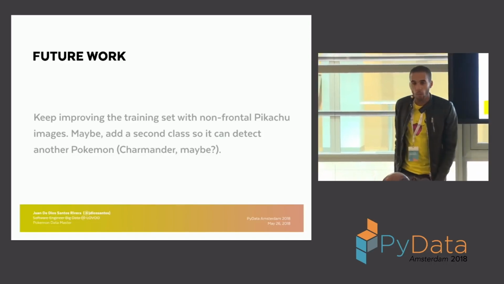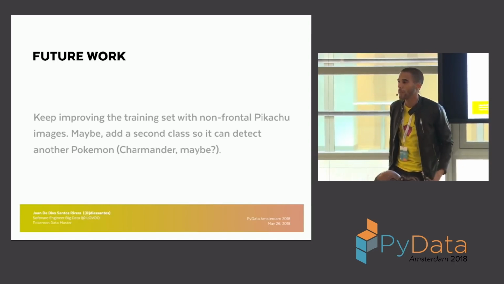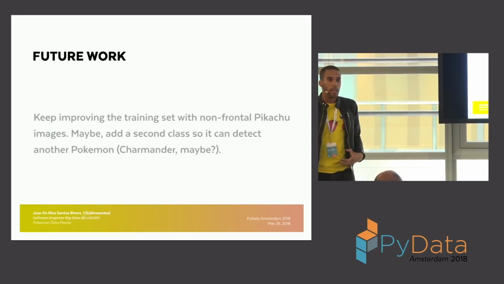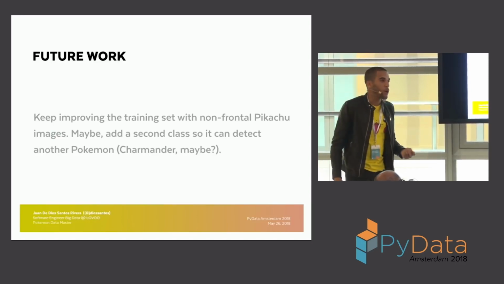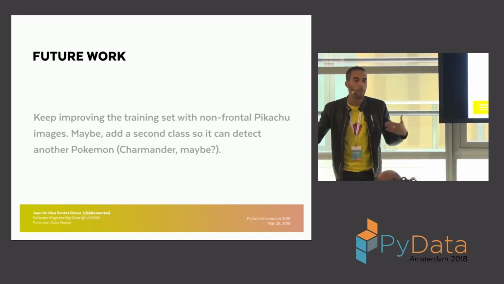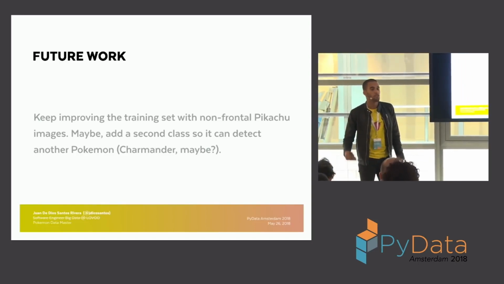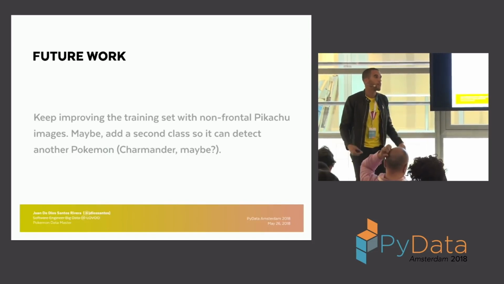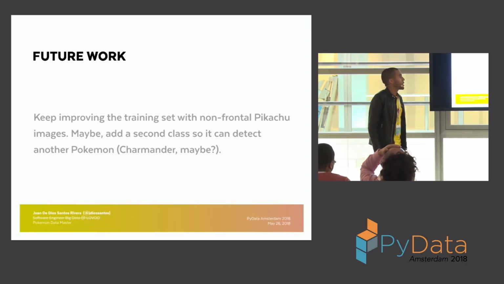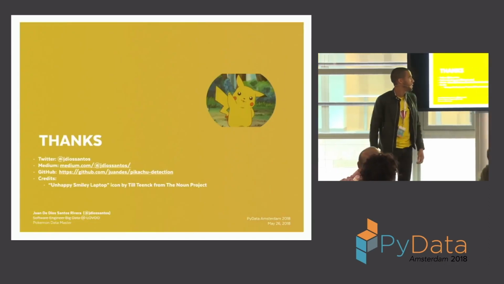So for the future, I would like to keep improving my training set, maybe use more images, like non-frontal images of Pikachu, maybe try another configuration of my feature extractor and architecture, because the one I use is the weakest one. This time I wanted better performance instead of memory and speed, because I really wanted to have it on my phone. I'm sure that if I try some of the more complex architectures, I'm going to get a better result, but maybe I won't be able to run it on my phone. And also, I would like to add a second class just to make it more interesting. So maybe Charmander.